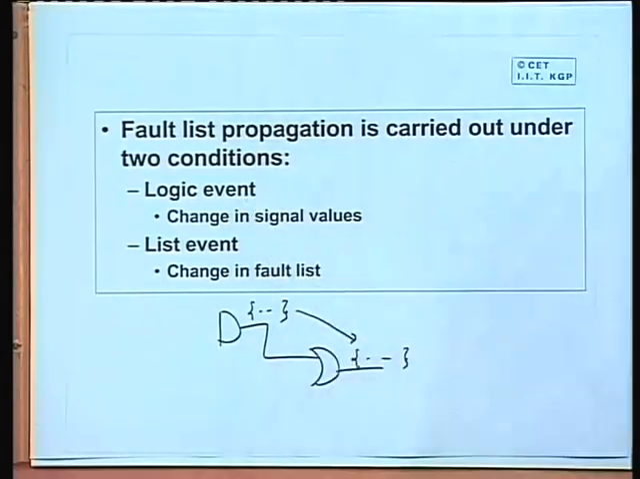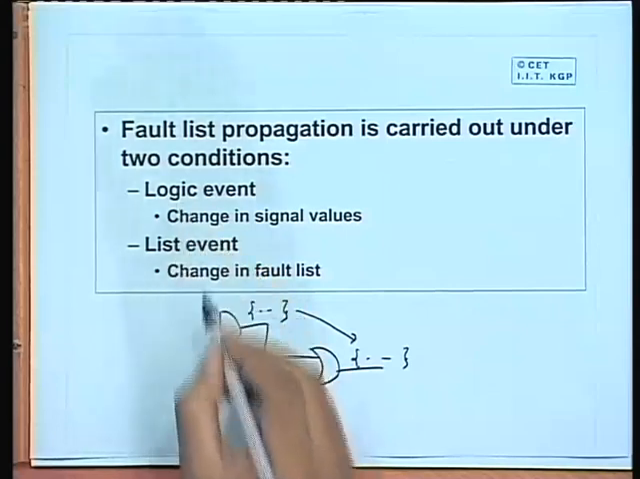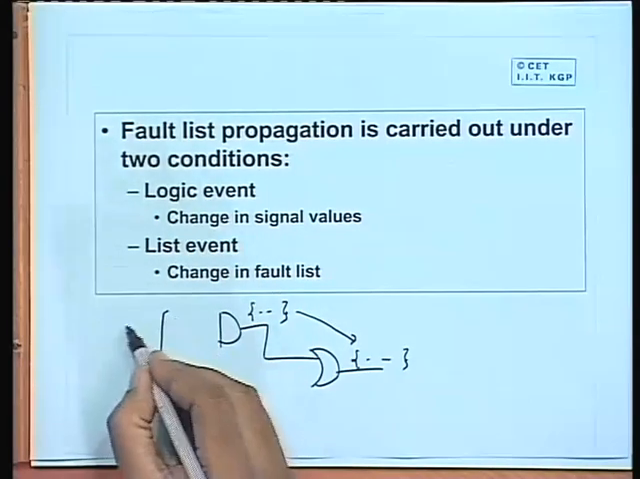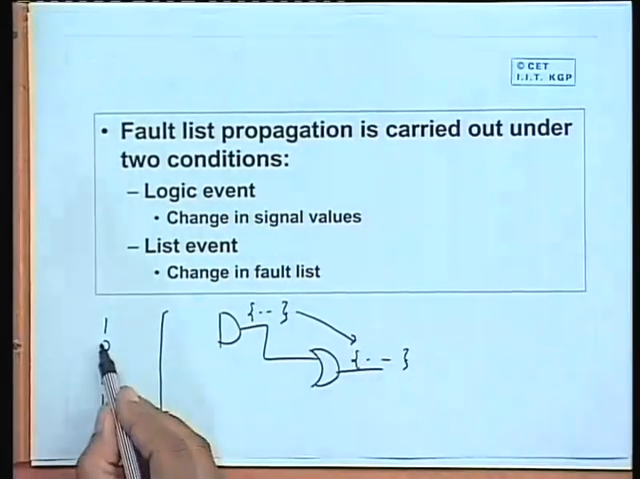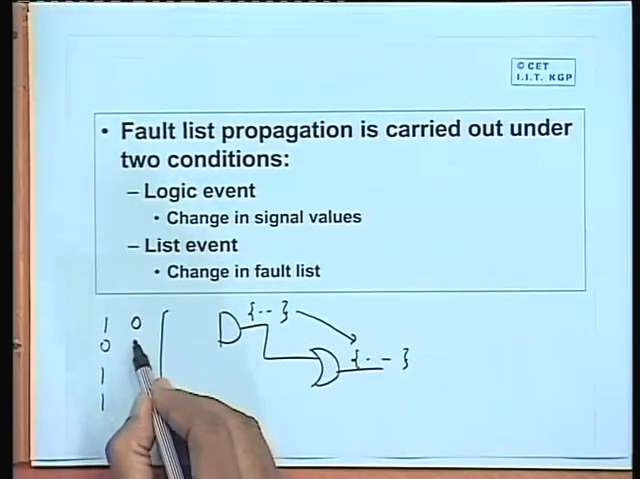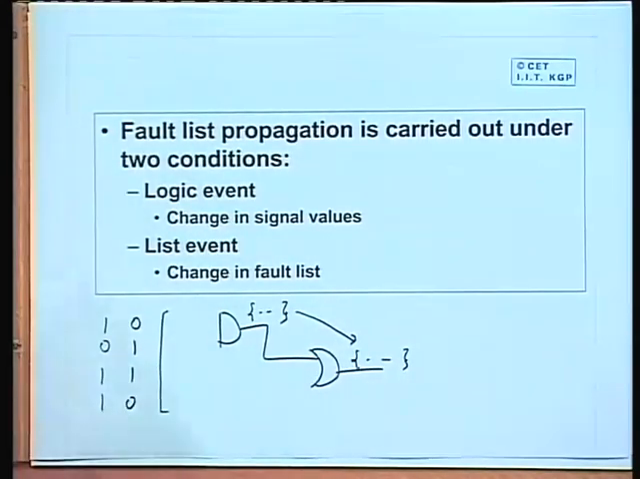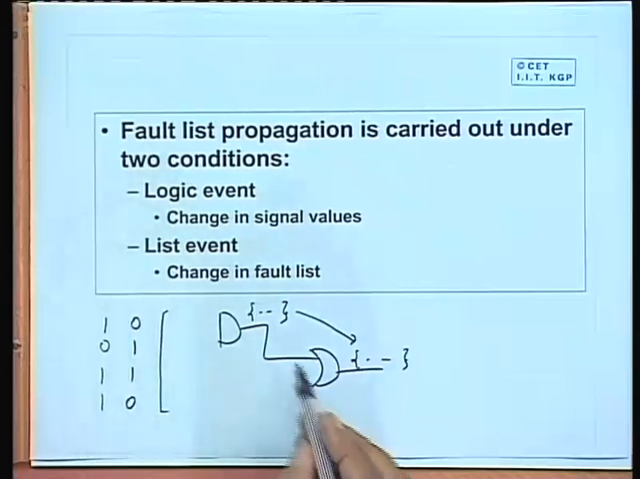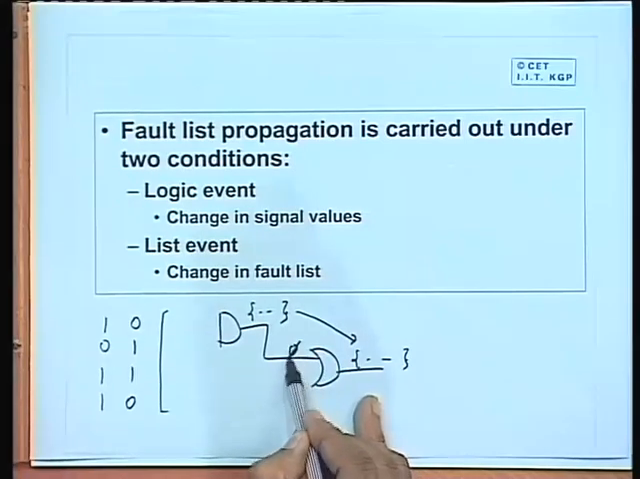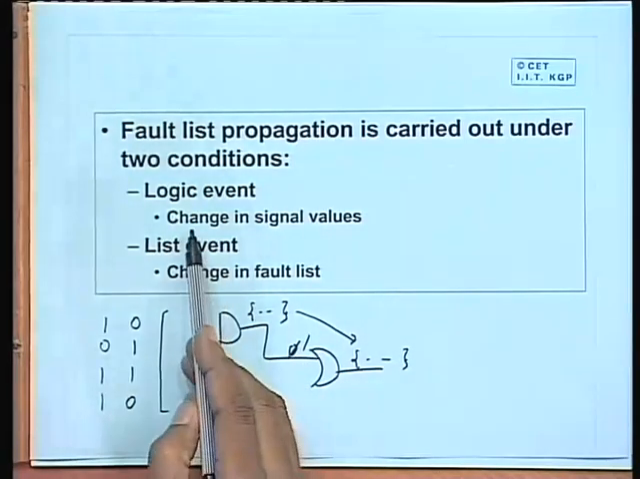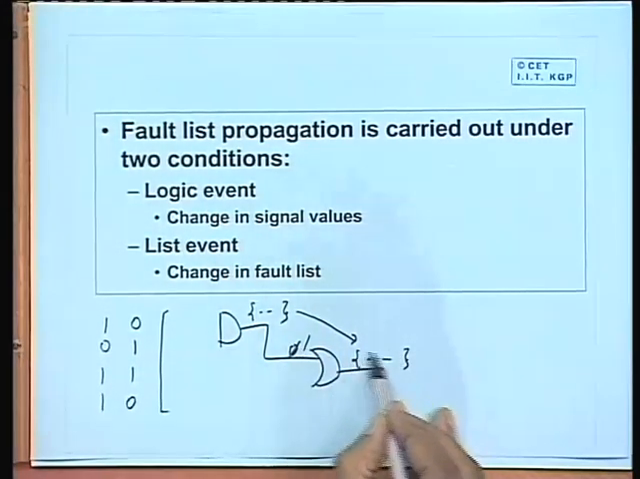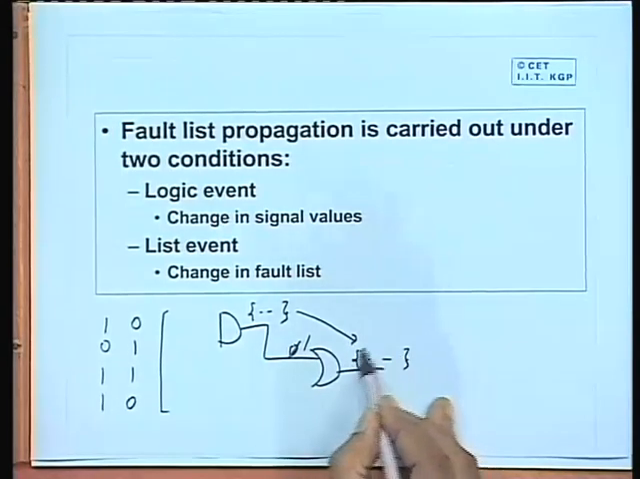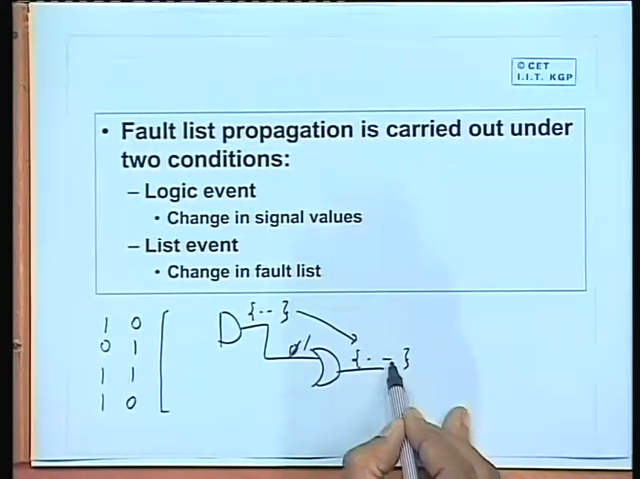First is a logic event. Logic event means, suppose you had applied say one test vector 1011, for that you are doing this. Now, after you have done this, you have applied another input vector. Now, in response to this input vector, some of the signal values of this gate are changed. For example, this was 0, now this has become 1. So, if there is a change in signal value, we call it a logic event. Then you need to have a relook at this set, because some of the entries in this set may have to be changed.